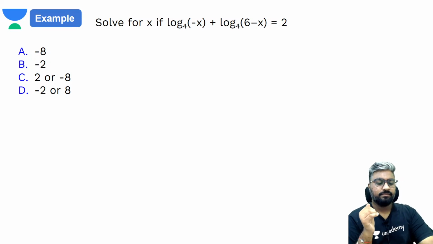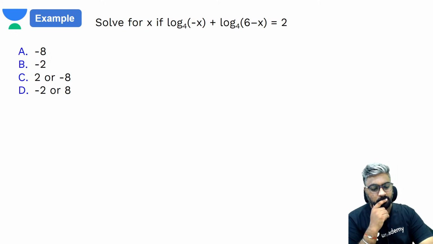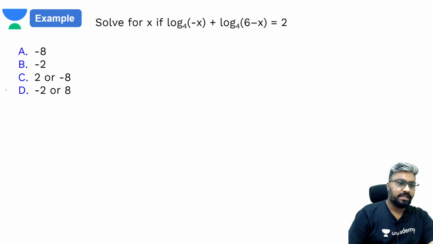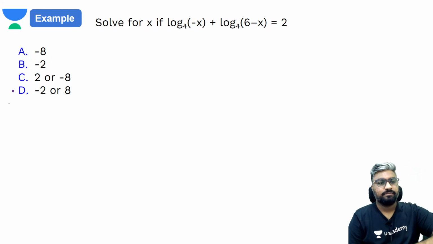Quickly try this. Okay, Ruchika says D, -2 or 8.